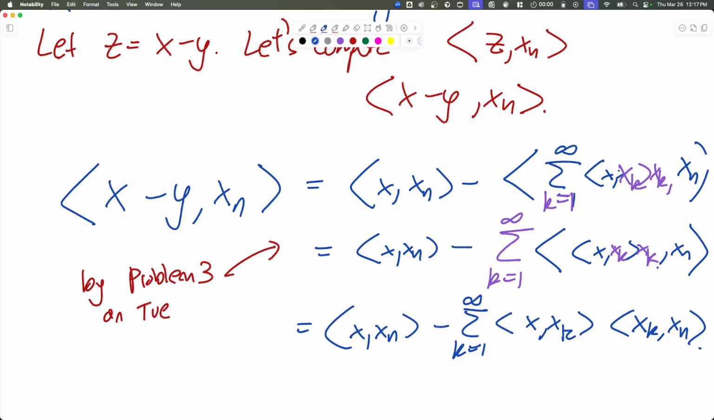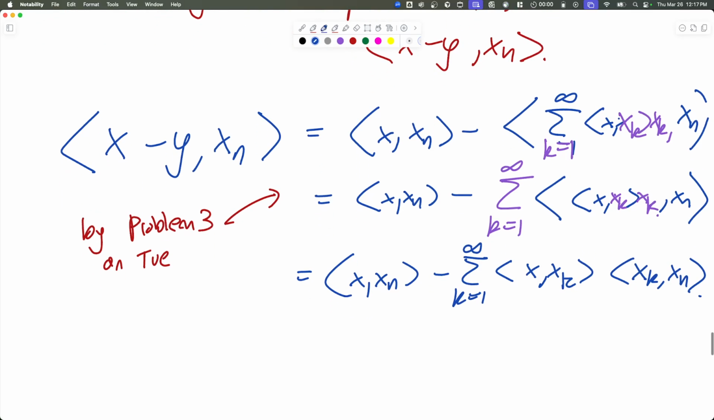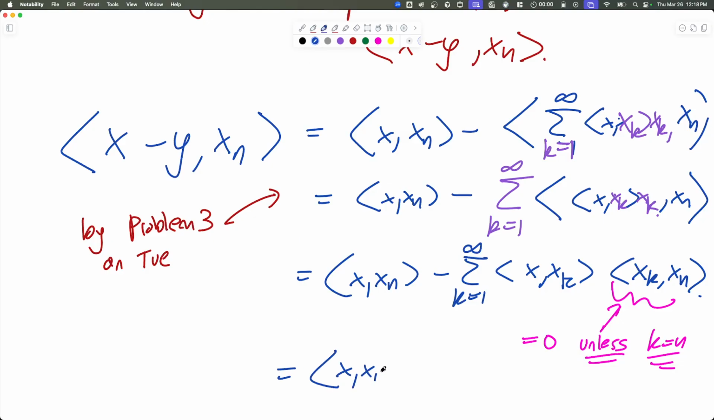Yeah? It's just ⟨x, xn⟩. And the reason is, as usual, even though it's an infinite sum, ⟨xk, xn⟩ is actually 0 in all but one situation. This thing equals 0 unless k equals n. So this big infinite sum is actually a sum of infinitely many zeros and exactly one non-zero term. And that non-zero term happens when k equals n. And so what you're left with is ⟨x, xn⟩ times the value of this thing when k equals n, which is 1.